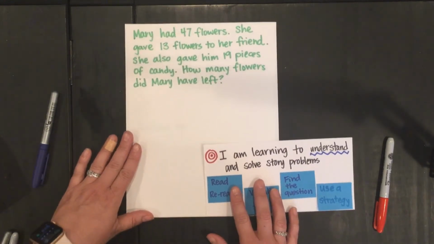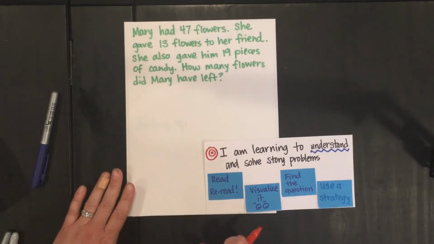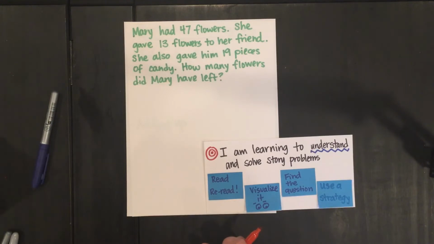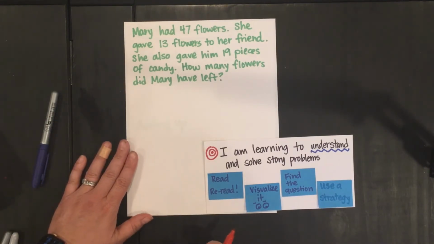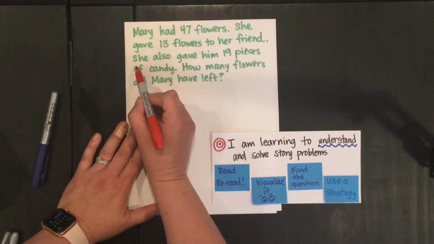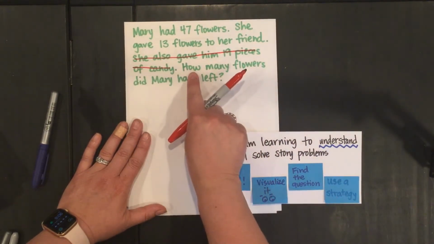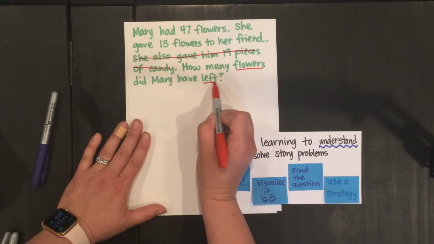This story says Mary had 47 flowers and she gave 13 flowers to her friend. She also gave him 19 pieces of candy. How many flowers did Mary have left? And when I look at this story, I'm thinking about, what might be an extra fact? That's nice to know, but not important to solve this problem. Well, I'm rereading and I'm noticing that she gave him these 19 pieces of candy, but they don't really matter when I find the question, because the question says, how many flowers did she have left?